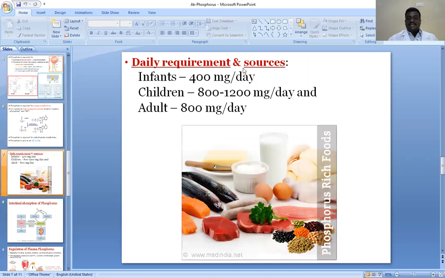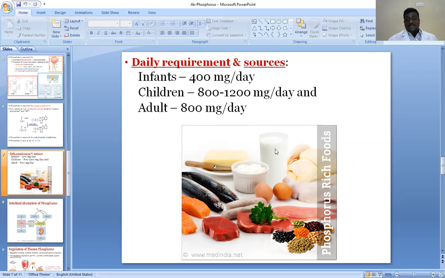What are the daily requirements and the sources? Infants require 400 milligrams per day. Children require 800 to 1200 milligrams per day. Adults require 800 milligrams per day. These are the different sources.